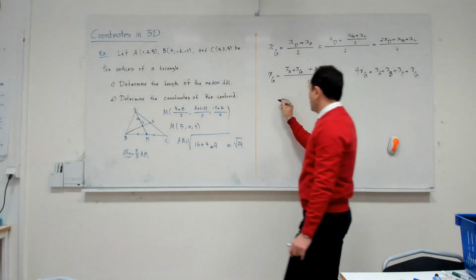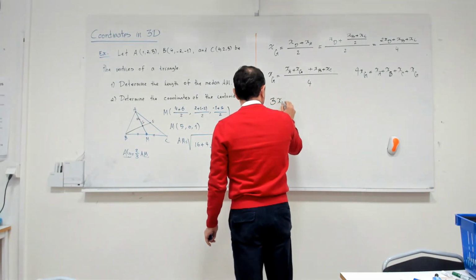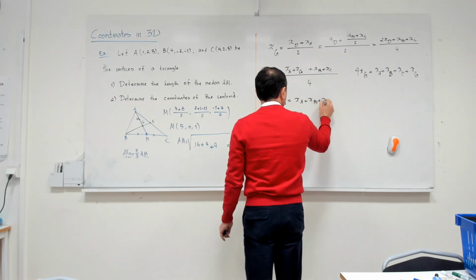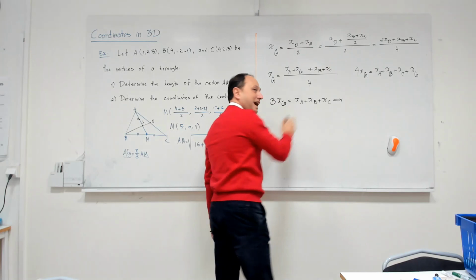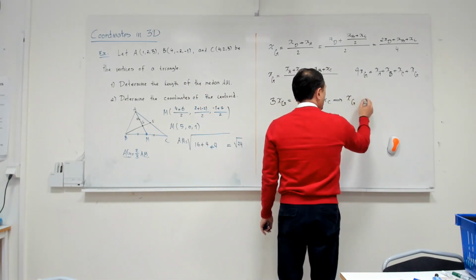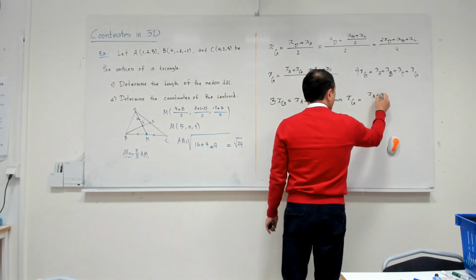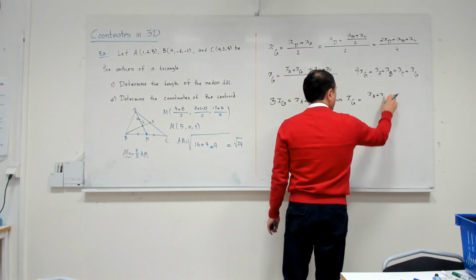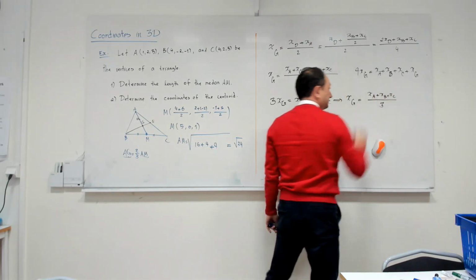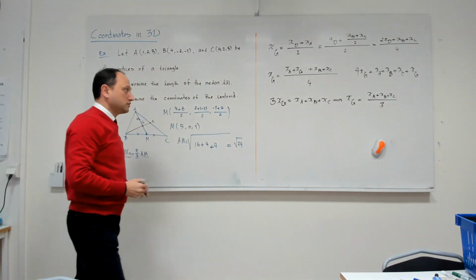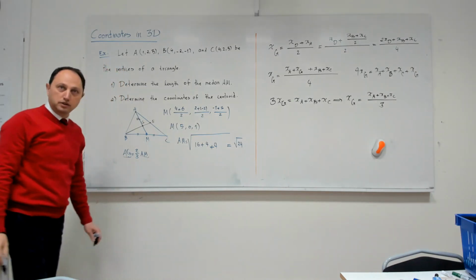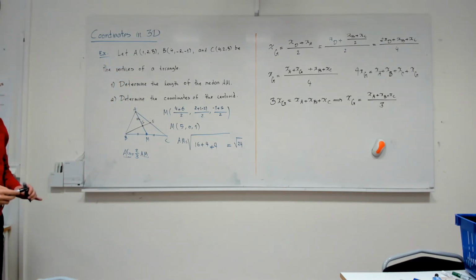It becomes 3xG is equal to xA plus xB plus xC, and you get a very nice formula. So that's the average of the coordinates. So x sub G that I was looking for is the sum of the x coordinates of the vertices divided by 3. Yeah, so that's a nice formula. You have the same method for the y coordinate, and you can have the same method for the z coordinate.